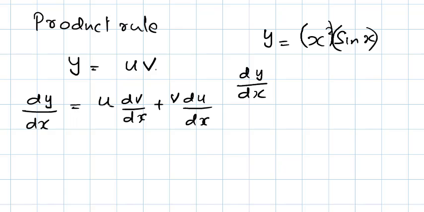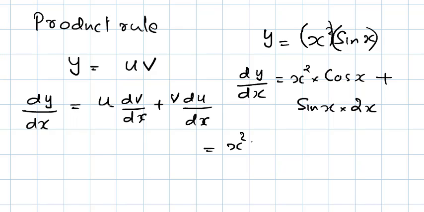You can see the first function is x square, so you keep x square here, then take the derivative of sin x with respect to x, that's u into dv by dx. So x square into the derivative of sin x, which will become cos x. Then plus take the second function, which is sin x, into the derivative of the first one, that is 2x. So that will be your answer. The answer will be x square cos x plus 2x sin x.